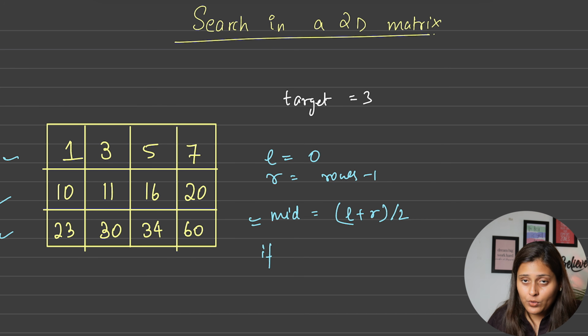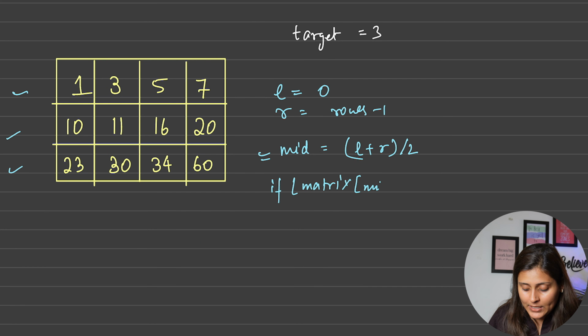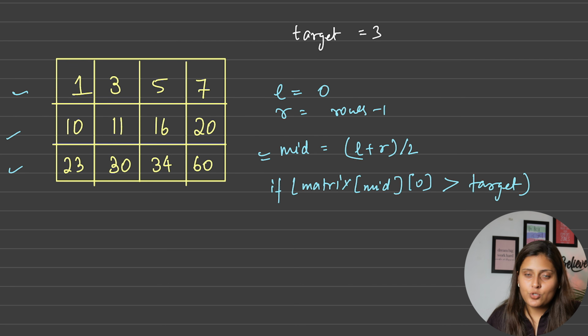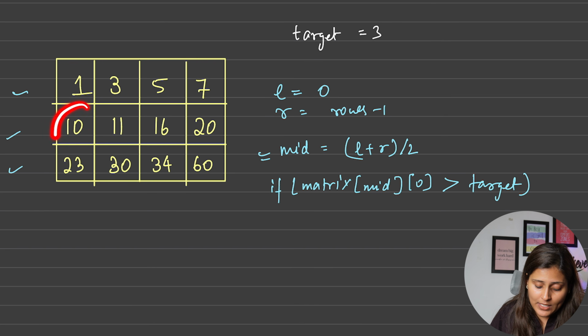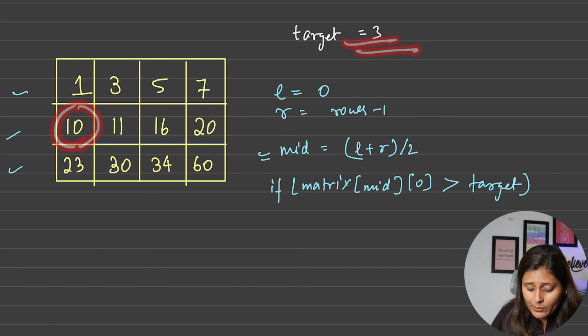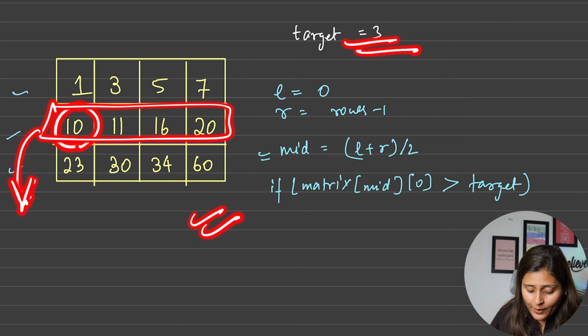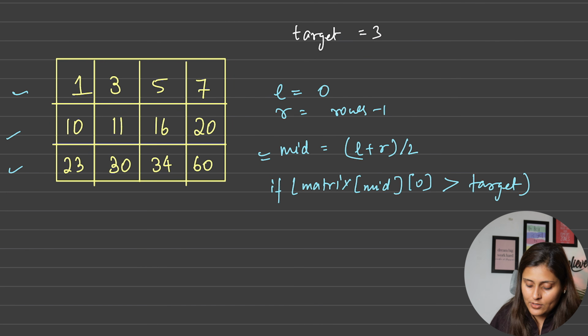Now with what do I have to compare? That will be matrix of row mid, definitely. And with what element do we want to compare? First element, so 0. Okay, if this value is greater than target, so can I say that my answer, like you can see 10 is greater than 3, so definitely 3 cannot be present in the mid or downwards of the mid. Yes, so can I move my right pointer, which is sitting at the last row, to mid minus 1? Yes, so I can definitely say right is equal to mid minus 1, correct?